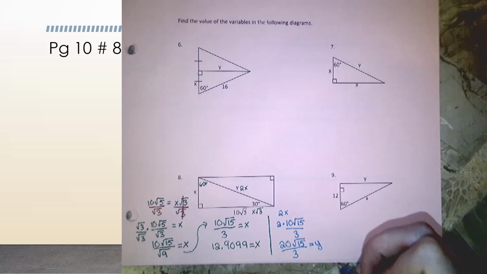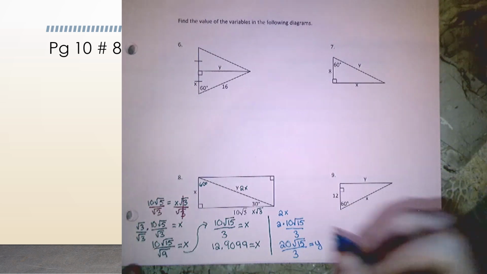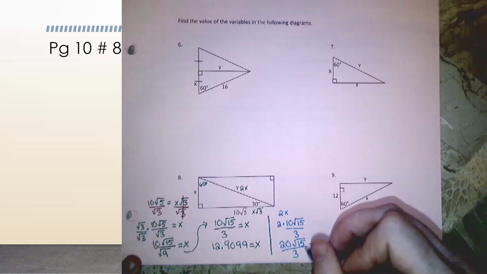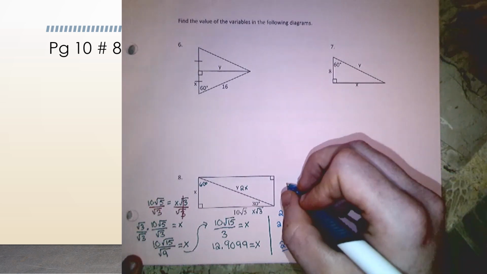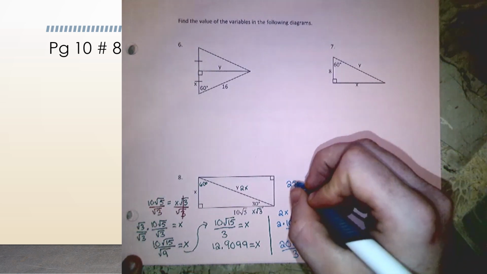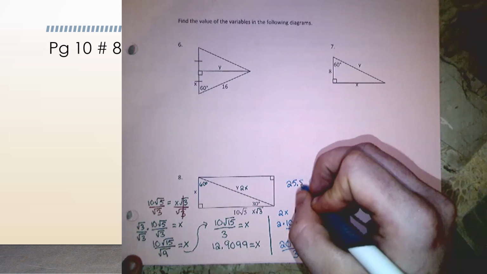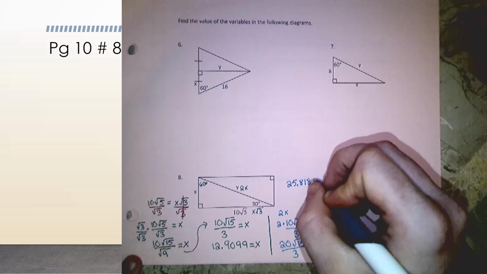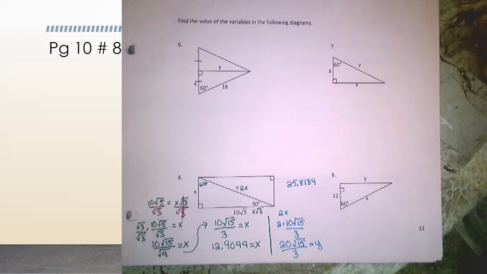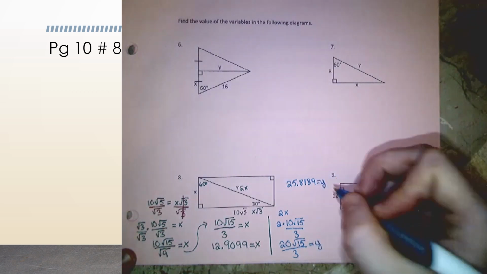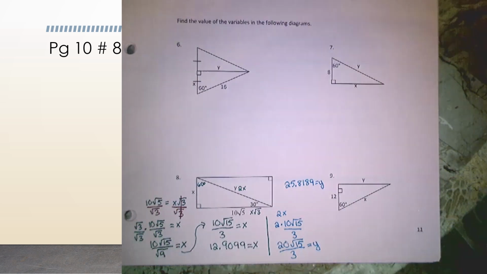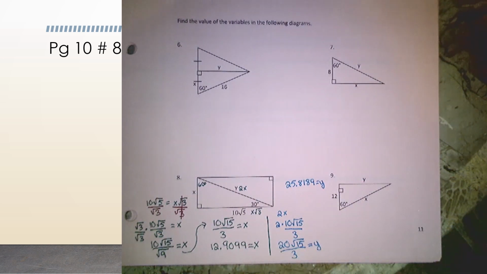If I wanted to make that into a decimal, I put that into the calculator and I would get 25.8189. So both answers are acceptable, but again, I would probably keep it with the radical in there, just so I don't have to do that extra step.